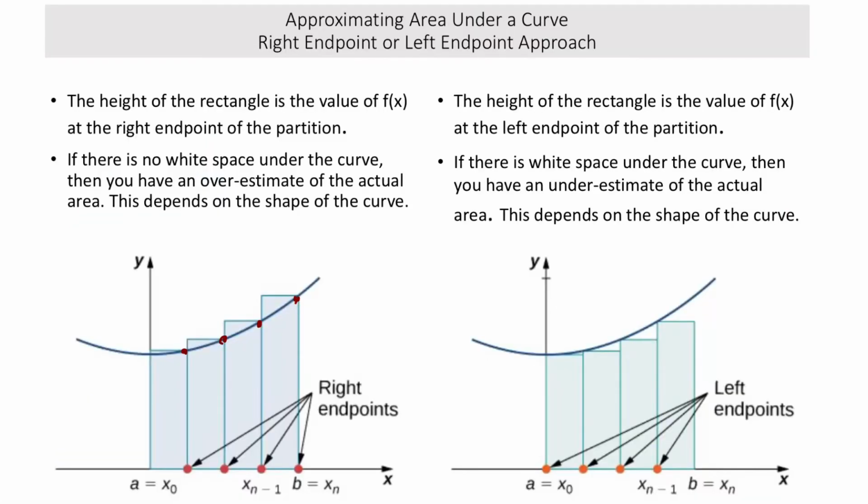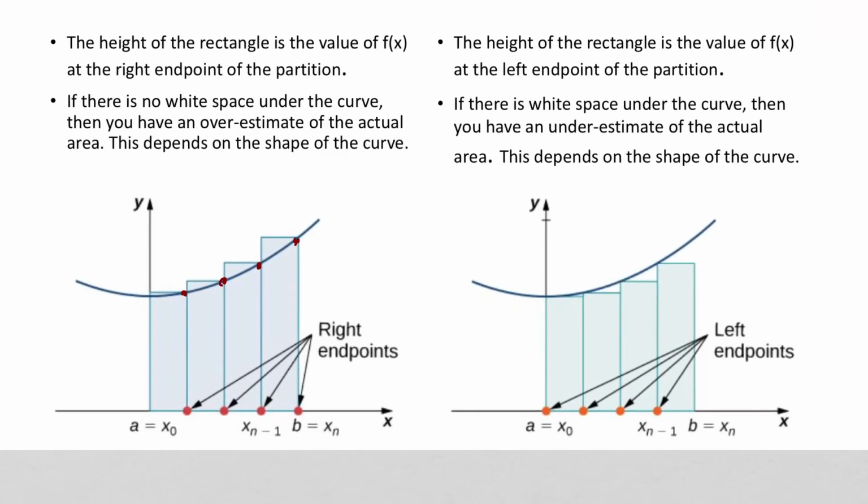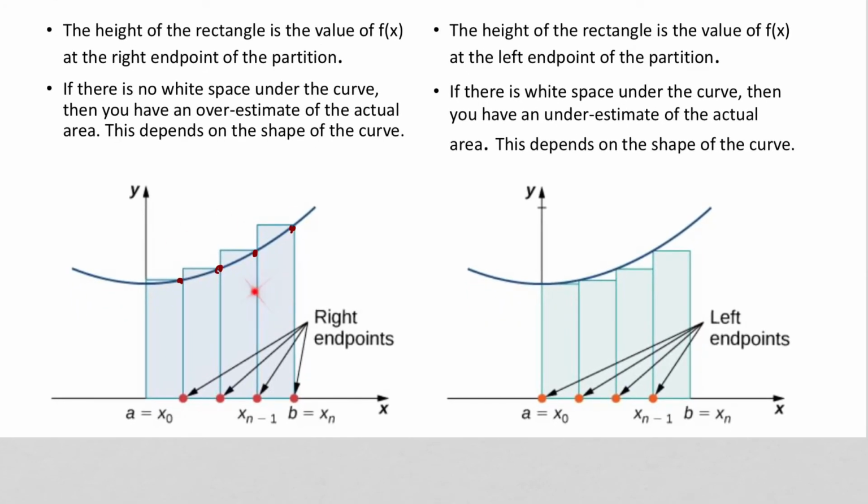So next, approximating area under a curve using the right endpoint or the left endpoint approach. On the left diagram right here, the height of the rectangle is the value of f of x at the right endpoint of the partition. So we look at where the rectangle touches the curve on the right side and not the left side to get our height of the rectangle.